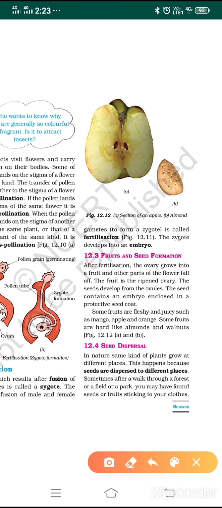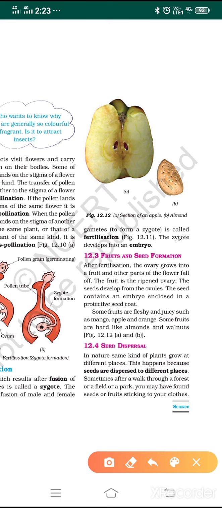How do those plants grow in such faraway places? This happens due to the dispersion of seeds. The seeds are dispersed to different places.